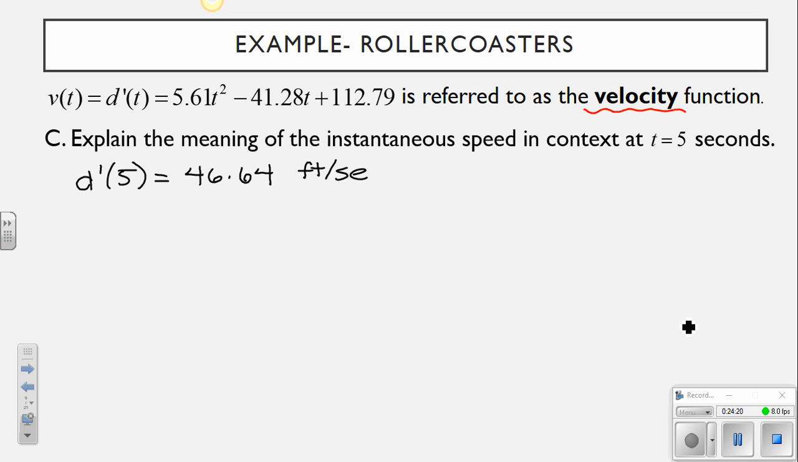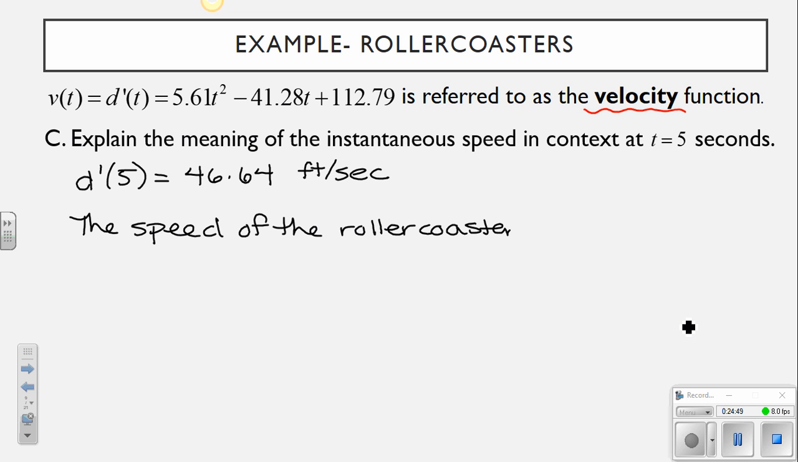Yep. What does this mean? Took a derivative, great. You plugged in a number, fantastic. You know it should be feet over seconds, but what does it actually mean? It's how fast you are going. It's the speed of the roller coaster specifically, right? So you have to use some context here. Well, what is it doing? The velocity.